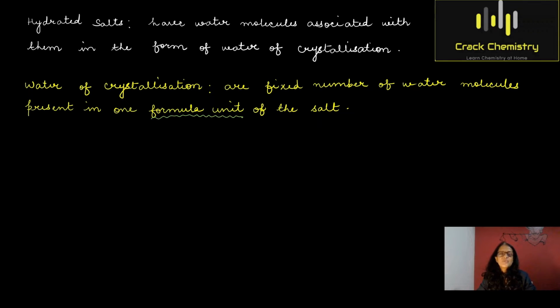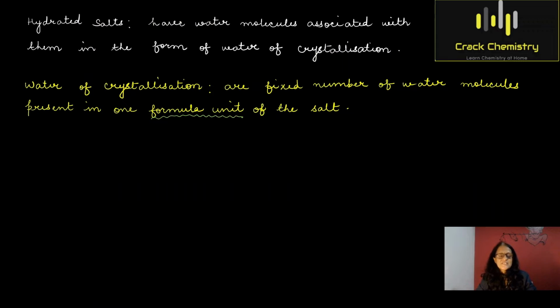And students, I would like to mention one more point here, that is formula unit. So always remember that the term formula unit is used in case of ionic compounds. In case of ionic compounds, instead of using the word molecule, we use the word formula unit. Like NaCl is one formula unit of sodium chloride. MgCl2 is one formula unit of magnesium chloride.